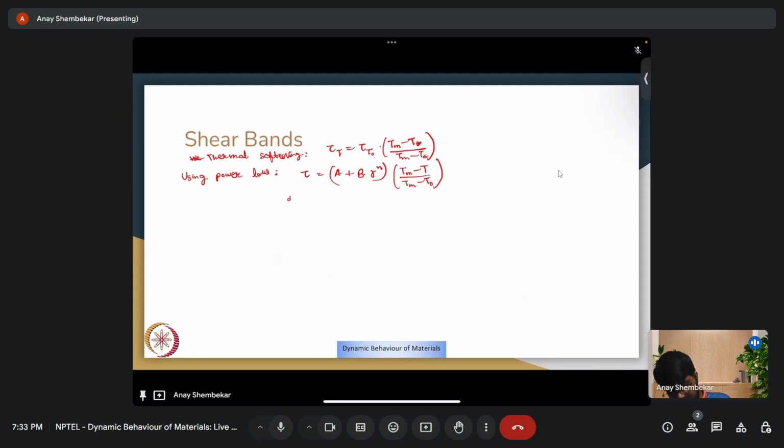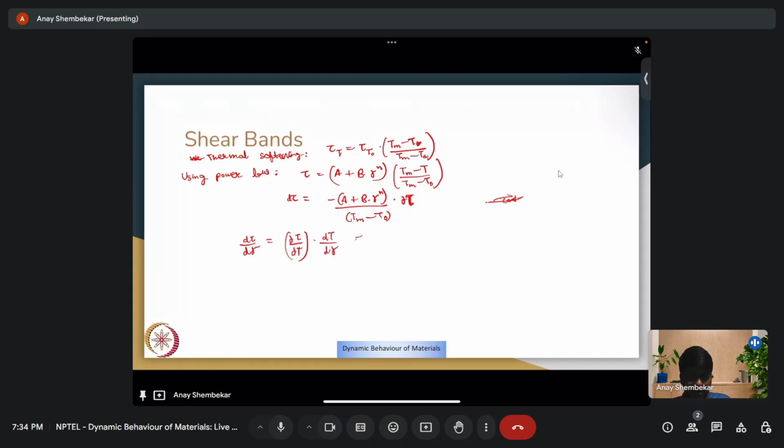which gives us d tau is equal to minus (A plus B gamma raised to n) upon (Tm minus T naught) times the partial derivative with respect to temperature, assuming constant gamma. So from this you can determine d tau by d gamma is equal to dou tau by dou T into dT by d gamma.